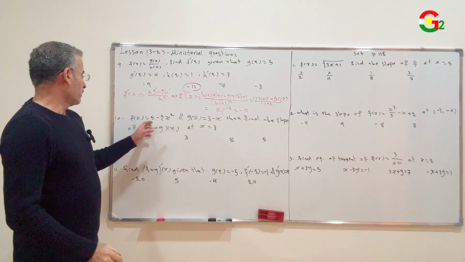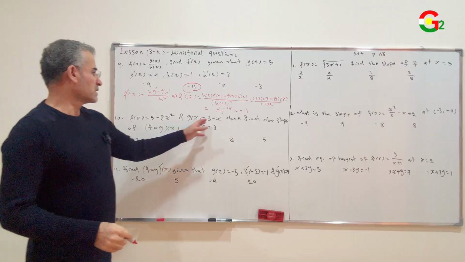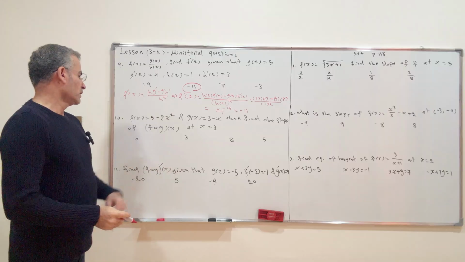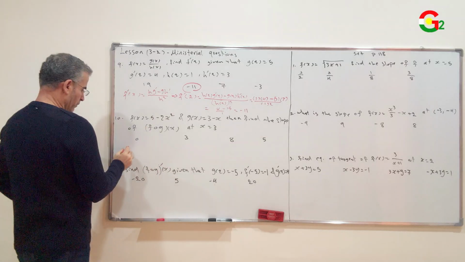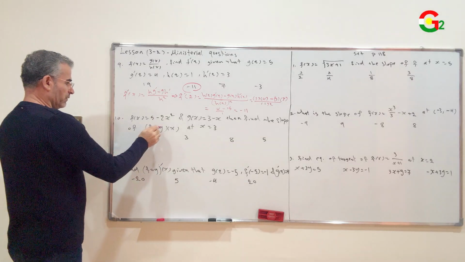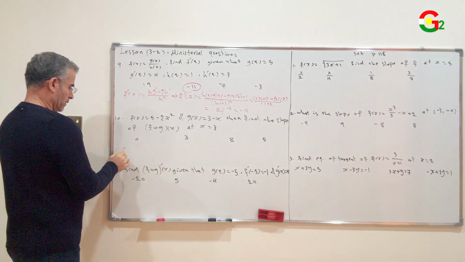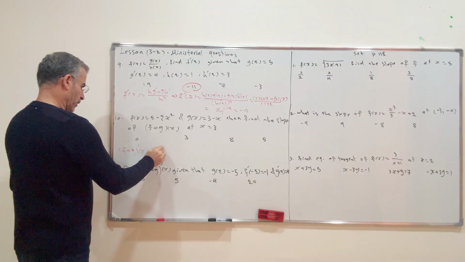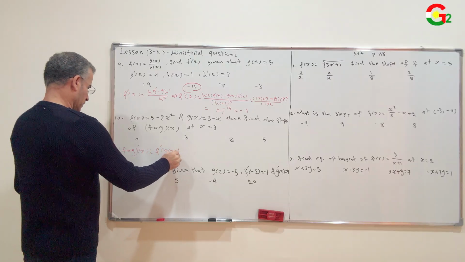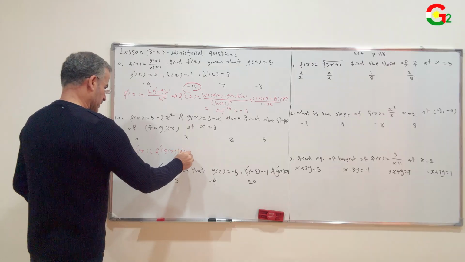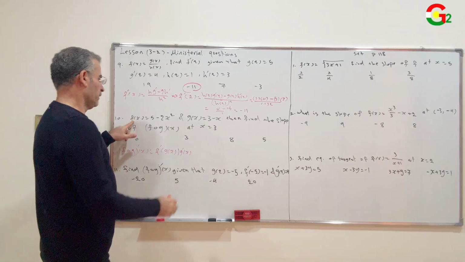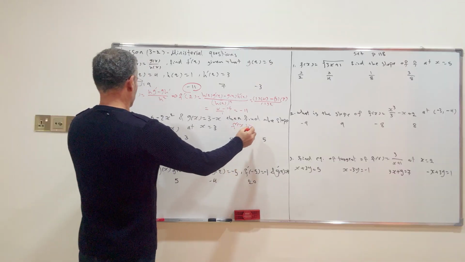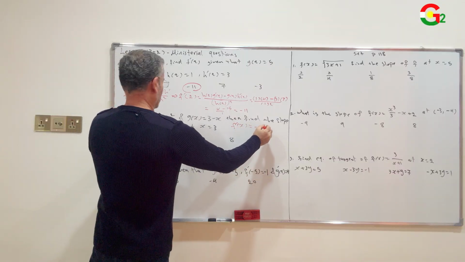Question number 10. Find, if f of x equals 5 minus 2x squared and g of x equals 3 minus x, then find the slope of f of g of x at x equals 3. The slope equals the derivative of this function, then the derivative of f of g of x equals f prime of g of x times g prime of x. Now, f prime of x equals negative 4x.